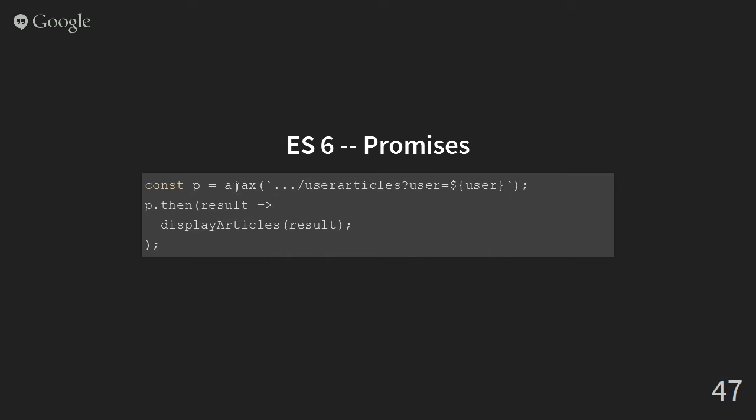So I can define a method ajax that takes a URL, using a template string, sorry, to put in the username here. And then I'm calling the then method on the promise, which takes a lambda. And this lambda will basically be called at some point in the future when the promise is resolved, so when it has actually been completed with a value. So it implies the promise that eventually it will contain a value, but not right now. Well, maybe yes right now, but maybe not.